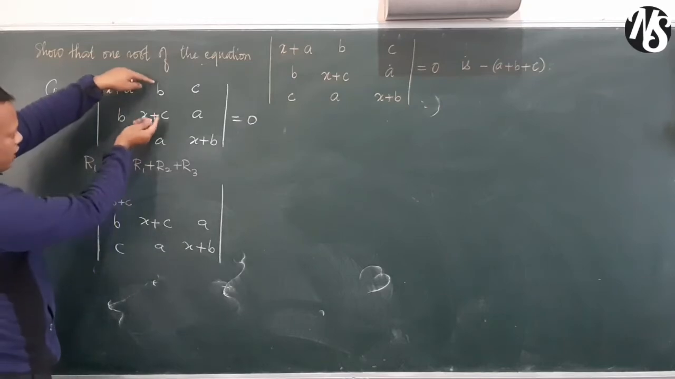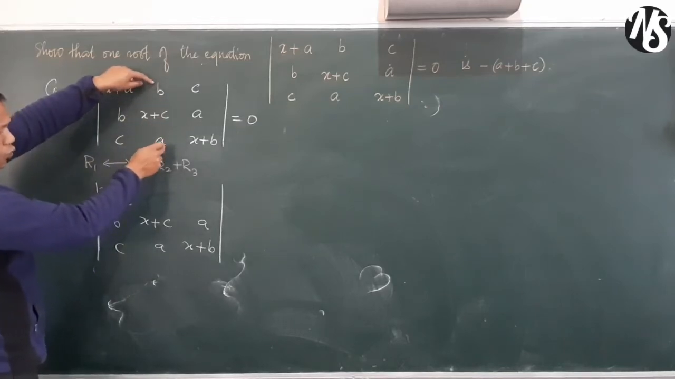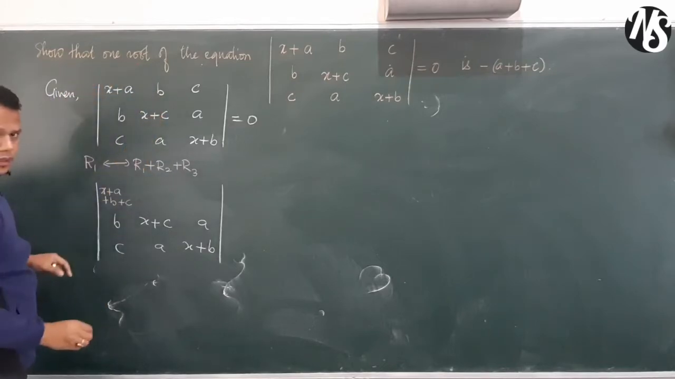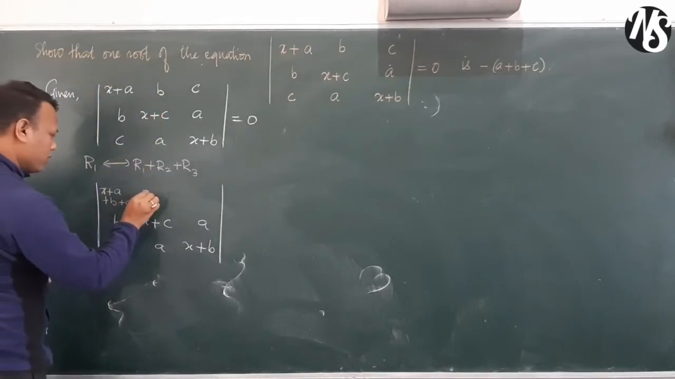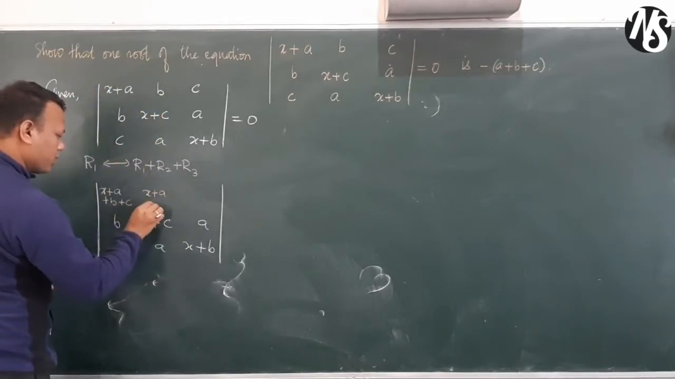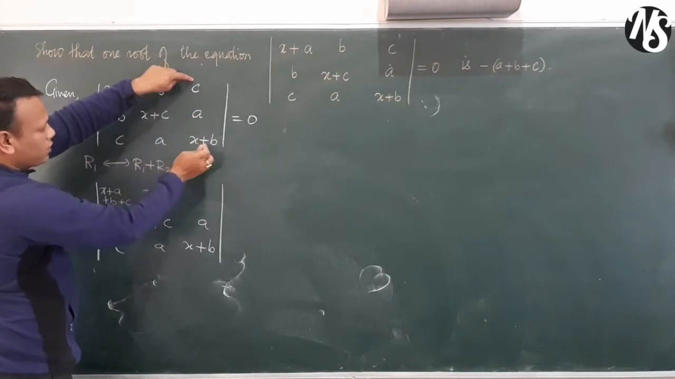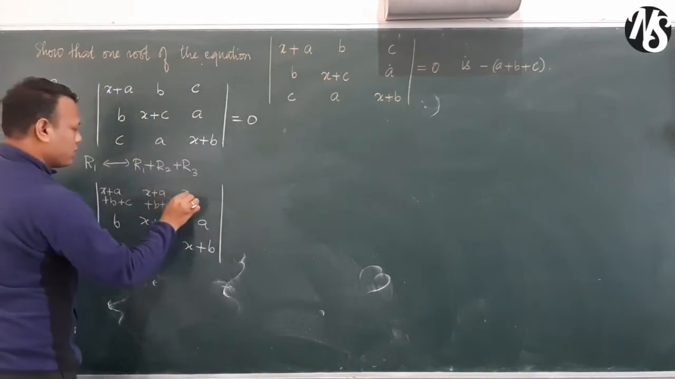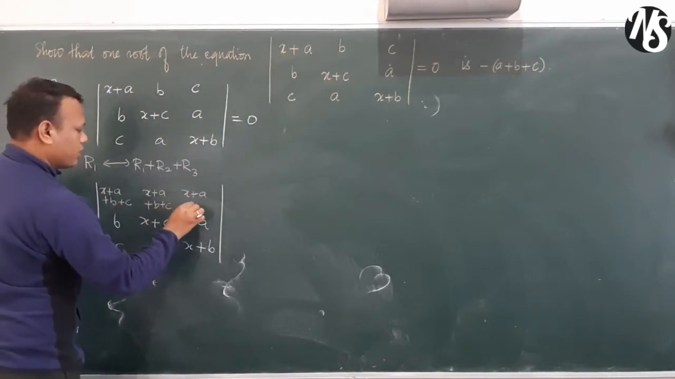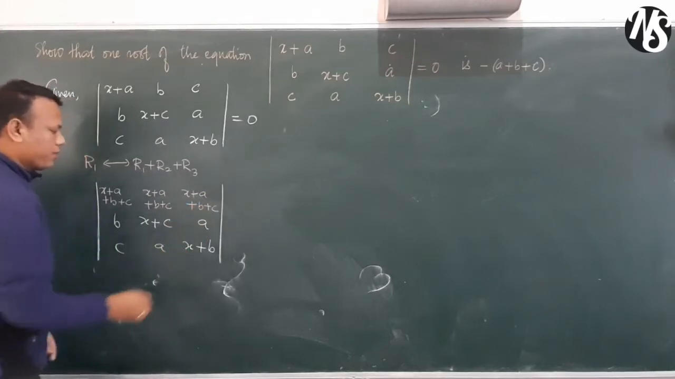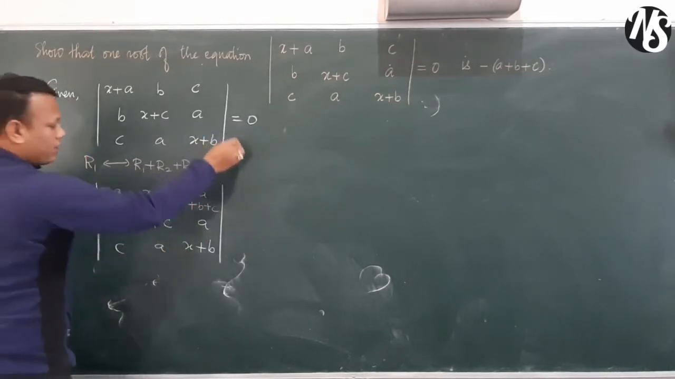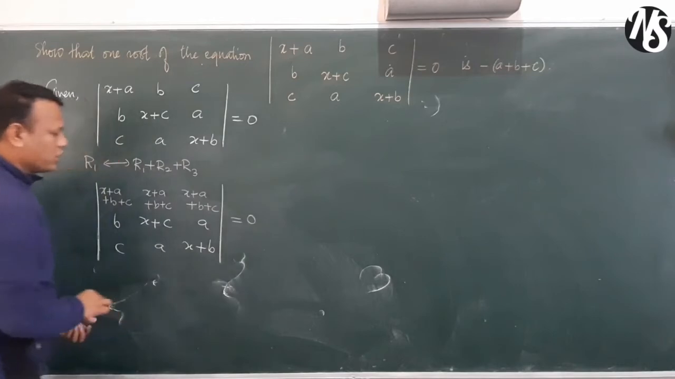Next, add this, this and this. Won't you get the same thing? x plus a plus b plus c. So you write the same thing here, x plus a plus b plus c. The same thing happens with this also: c plus a plus x plus b is nothing but x plus a plus b plus c. And we have equals to 0 out here.